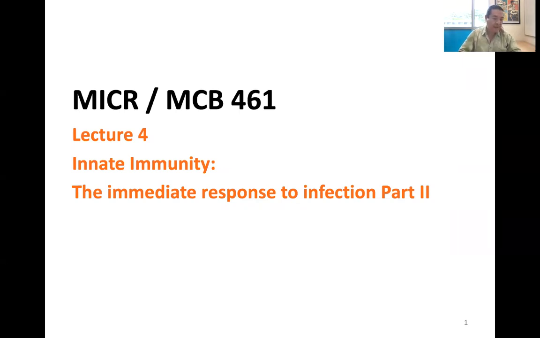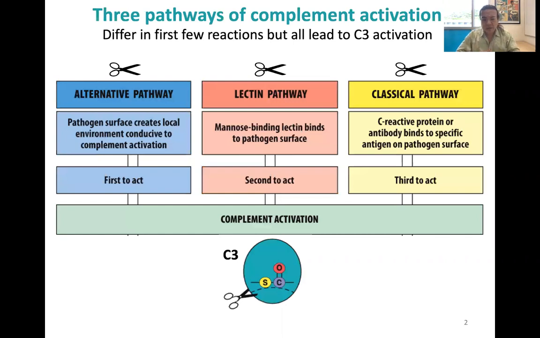Okay, good. So today, let's continue talking about the innate immune system and the part of the innate immune system that needs to immediately respond to a threat that enters our body's tissues, and what types of proteins and cells are part of that response.